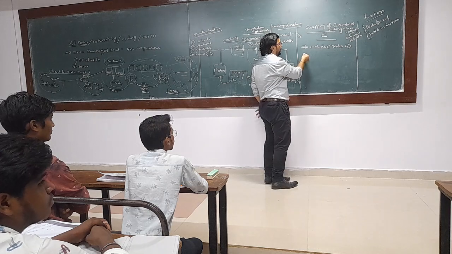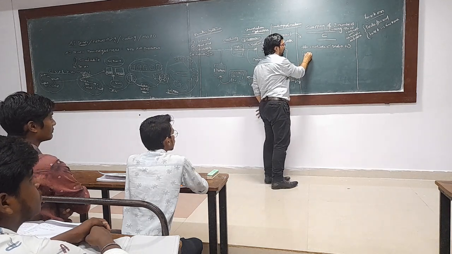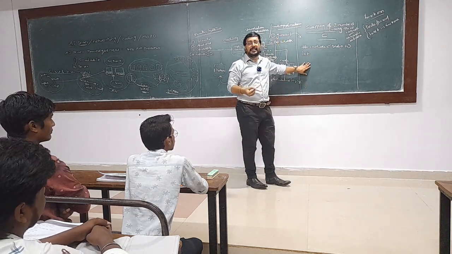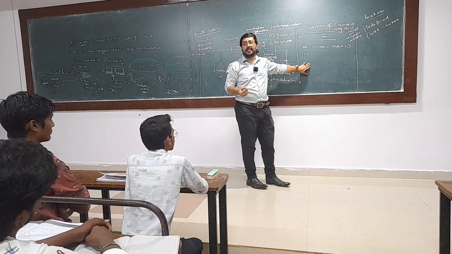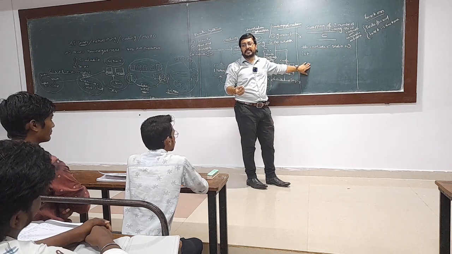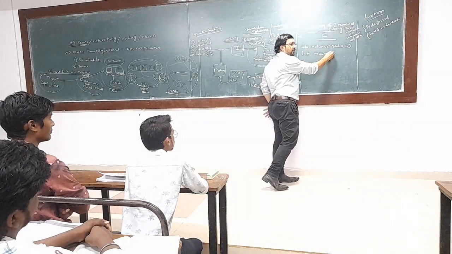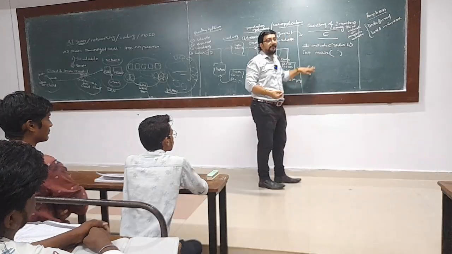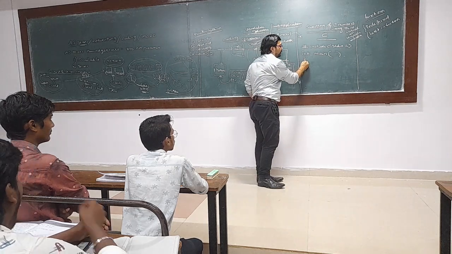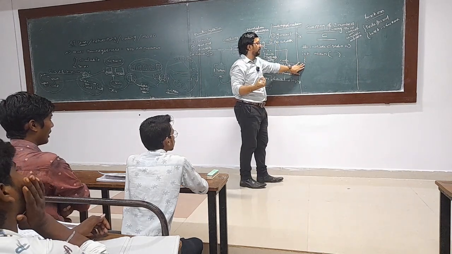Right? Now another one is what? If you want to take the integer values, that means a is equal to 10, b is equal to 20. So int, and we have to define all these in a main function. What you have to do? We have to define in a main function. Right? So this is the body language of the C program.